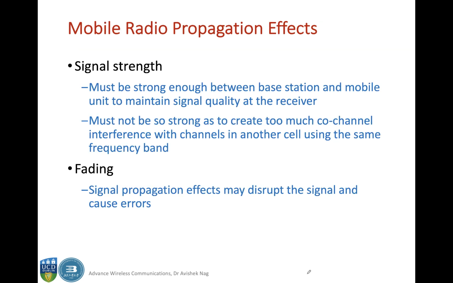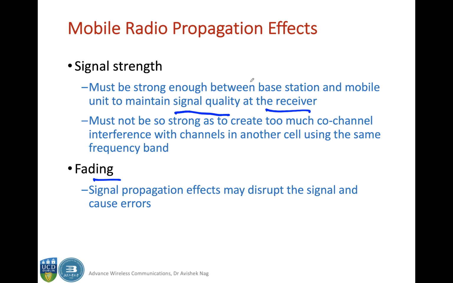So as you all know, you have also studied previously in this module that there are some issues related to the radio wave propagation. So those will affect the calls in a mobile cellular network as well. So there will be fading for sure, and the signal strength must be strong enough between base station and mobile unit to maintain signal quality at the receiver.